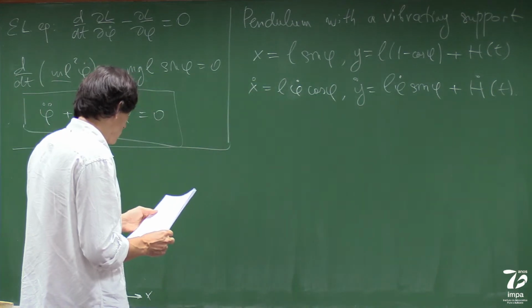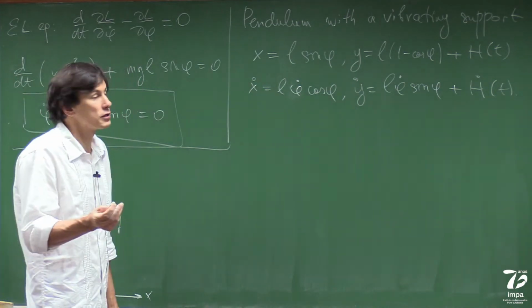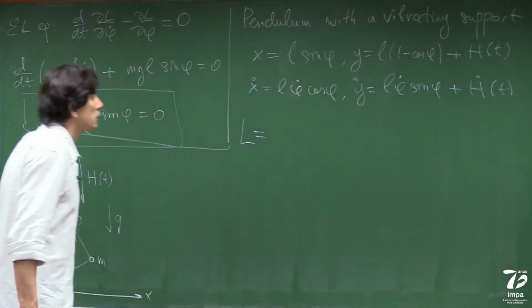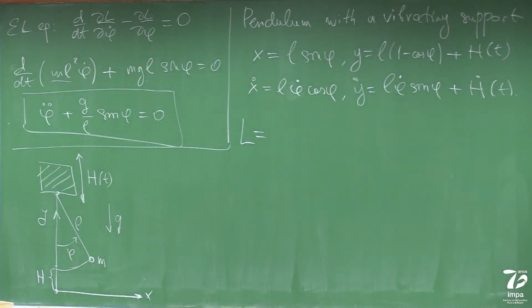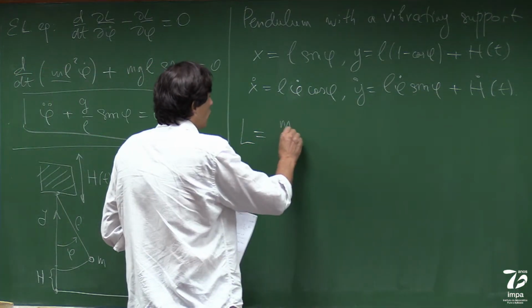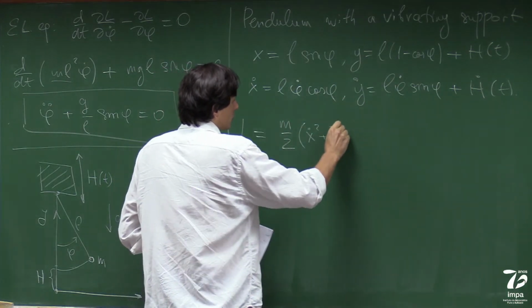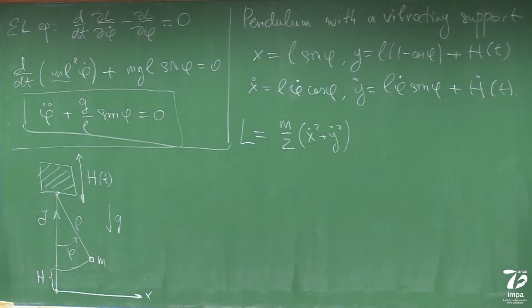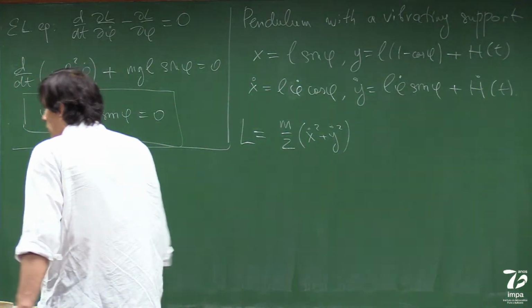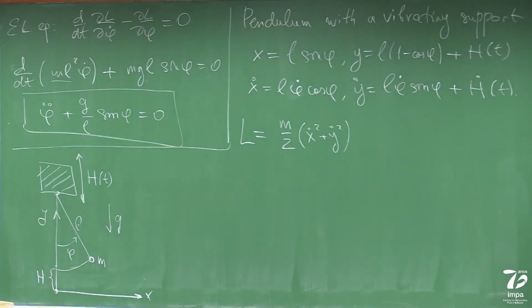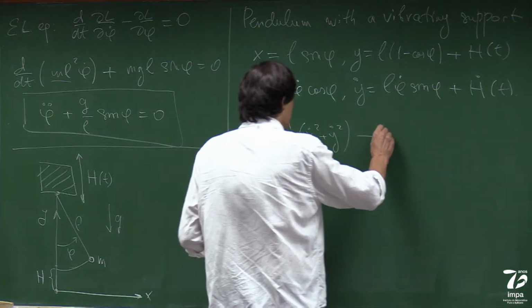Okay. So now we can find the Lagrangian function. First, we should compute the kinetic energy. The only moving part is the mass. So it's m over 2 times velocity squared. Velocity squared is x dot squared plus y dot squared. So this is the kinetic energy. And potential energy we also know: m g times the height. The height in our case is y. So minus m g y.